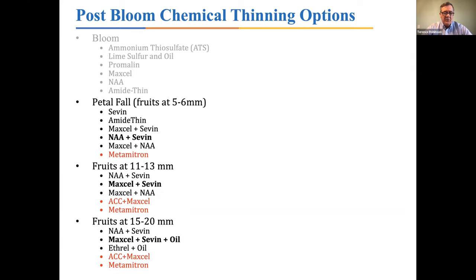Ethephon, also with oil, can give thinning, but the real exciting thing is these two new products, ACC combined with Maxcel, or Metamitron. Both thin when fruits are big and will be great additions to our toolbox once we have them and learn how to use them.